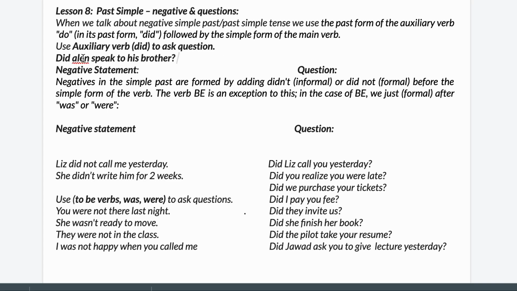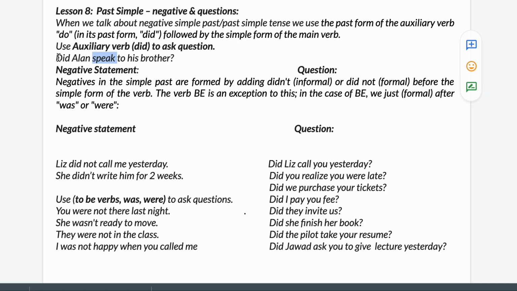Now, if you say Alan is a male, okay, and we use did at the beginning. When we use did at the beginning, our verb has to be in simple present form, or its present form. We can't use the second form of our verb. It doesn't matter if our verb is regular or irregular. So, did Alan speak to his brother?